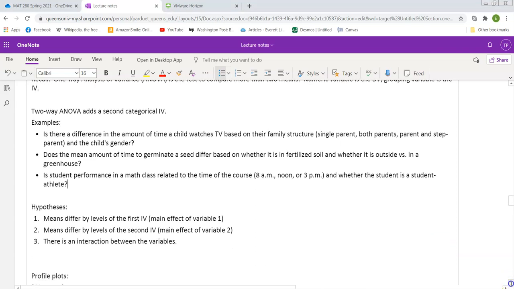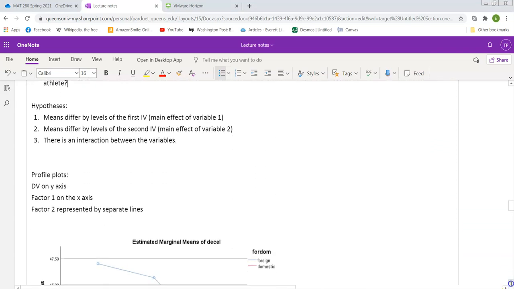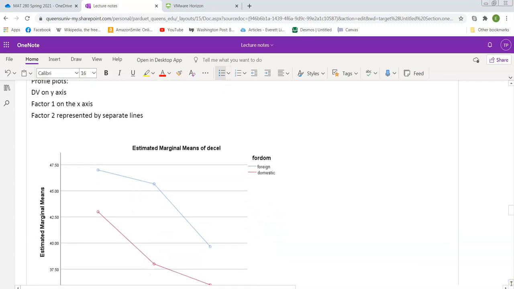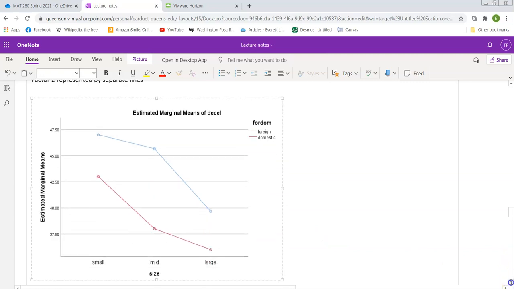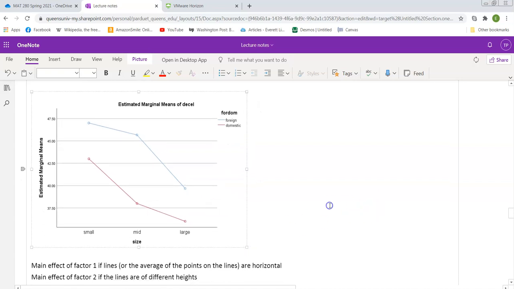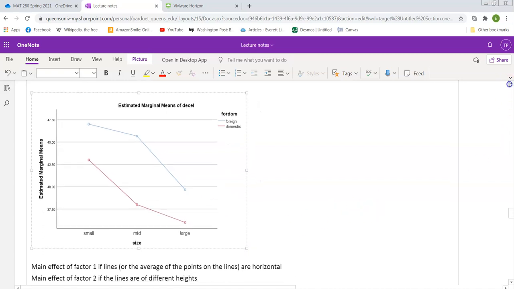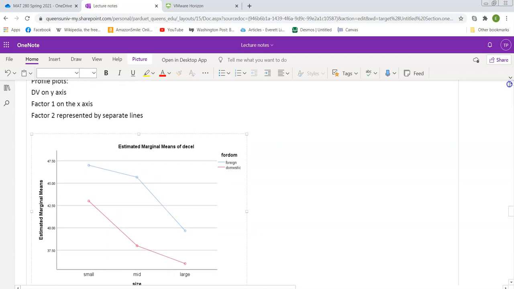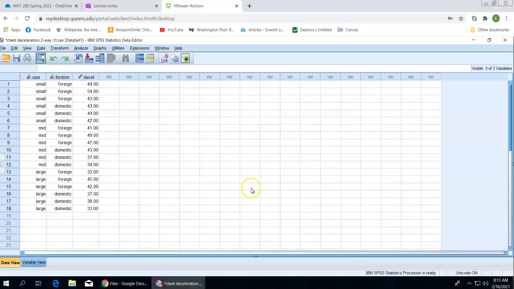So we're going to look at these things called profile plots. And this is one that we're going to see in just a minute for an example we're going to be working with. I'll go ahead and tell you about this example. This example is on chest deceleration.